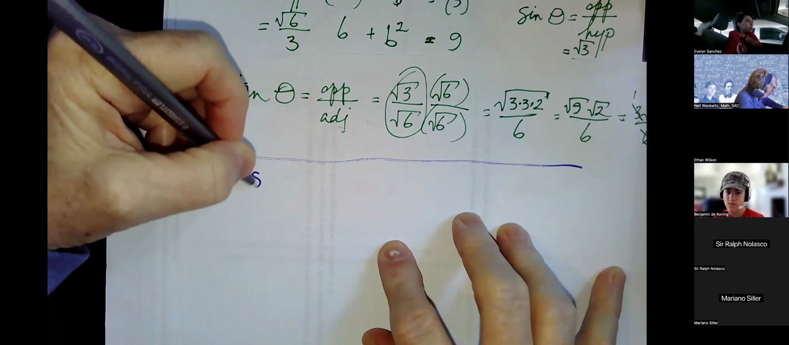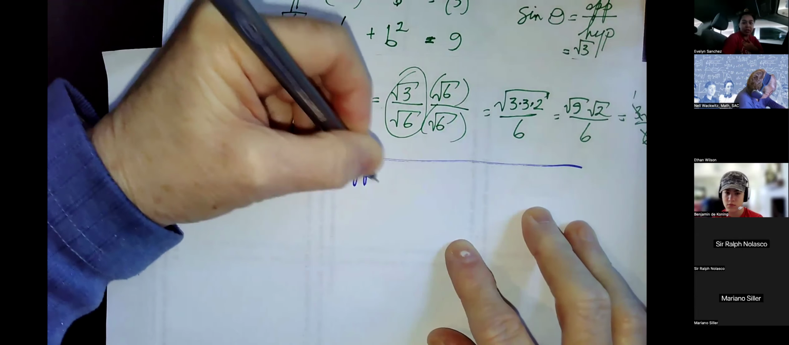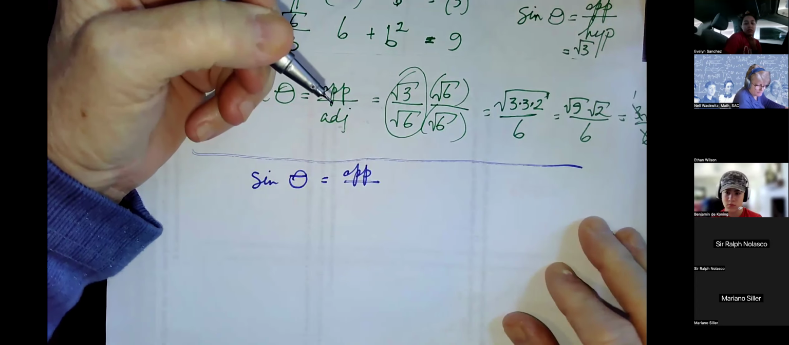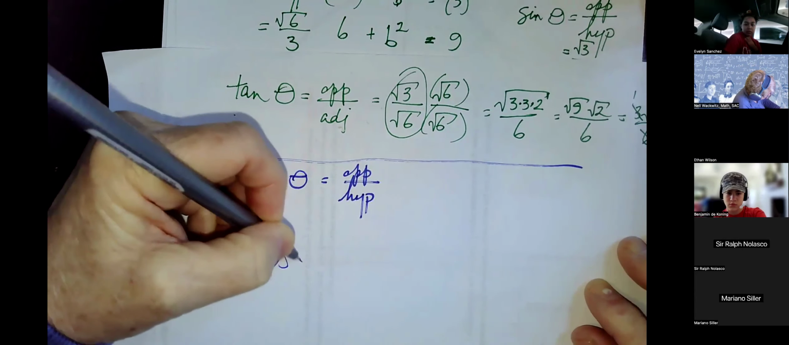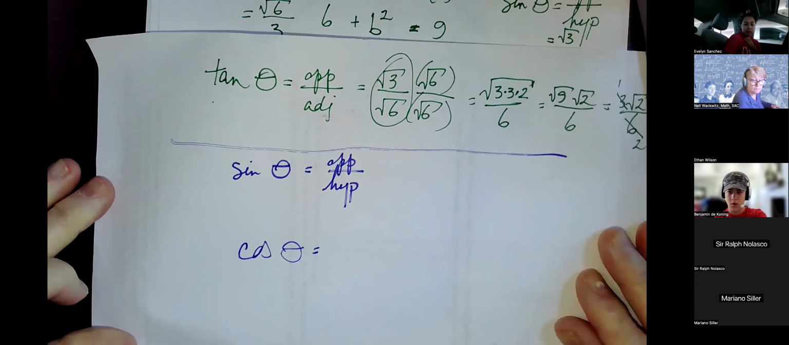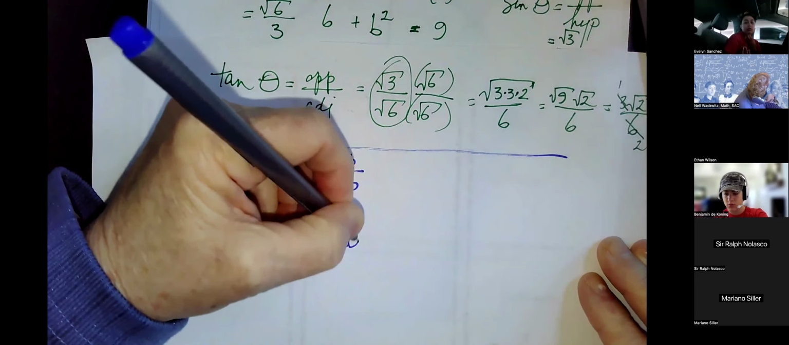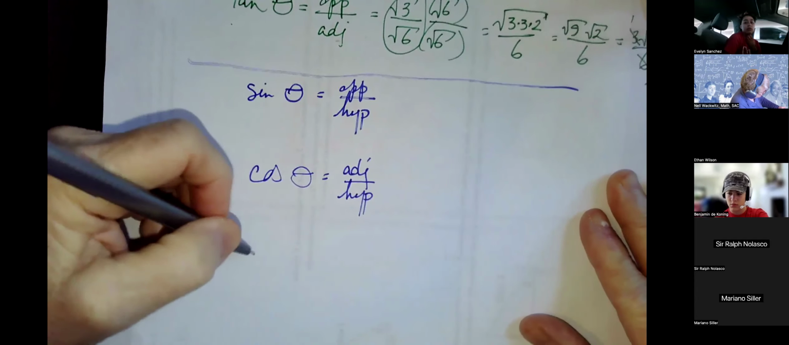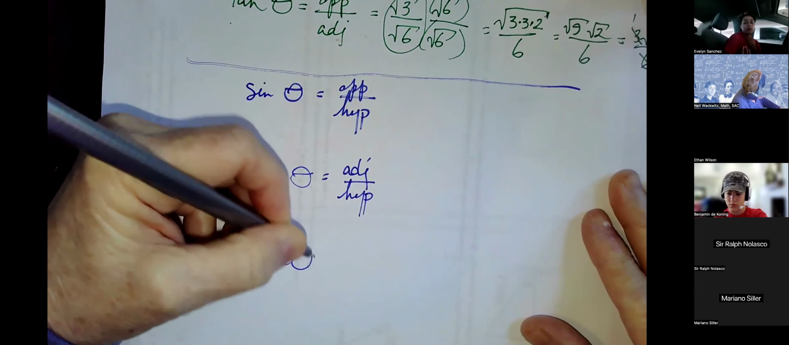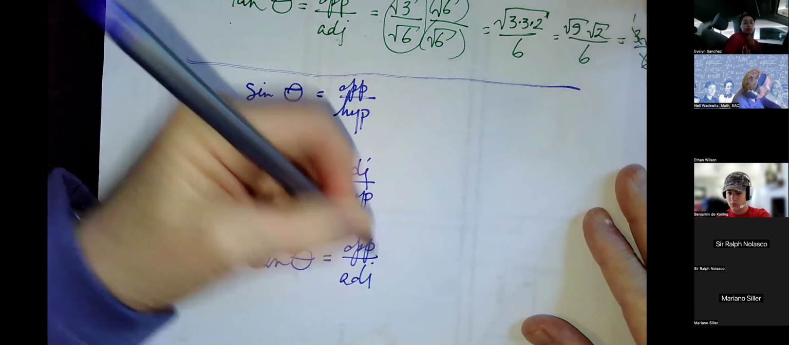we know that sine of theta is opposite over, what was it? Opposite over hypotenuse. Oh, thanks. Cosine is adjacent over hypotenuse. Tangent is opposite over adjacent. Beautiful.